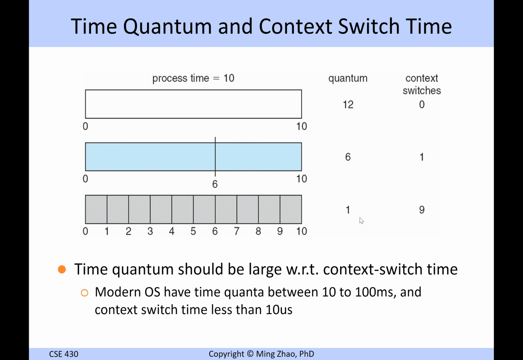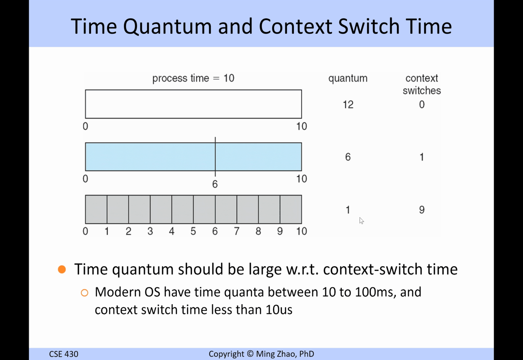So now we understand how round robin scheduling works. Let's see the effect, the impact of the size of the time quantum. This corresponds to what we just talked about, what should be the appropriate size of the time quantum. It should be large enough with respect to the context switch time.